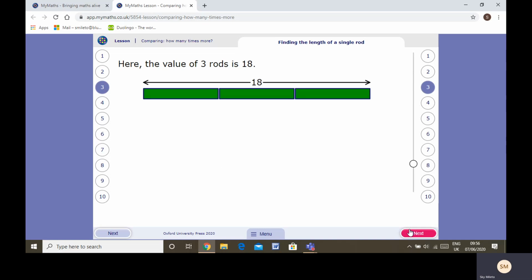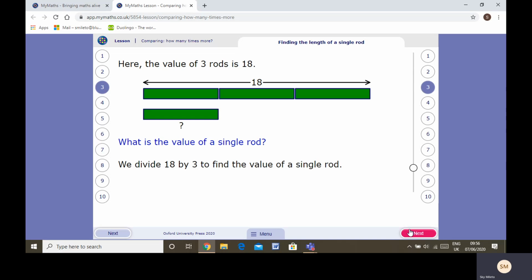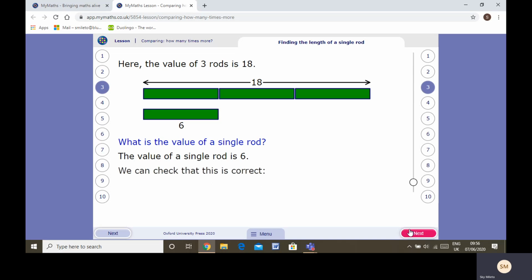Here, we've got 3 rods, which are 18. Okay, not just 2 rods, 18, 3 rods are 18. So we need to work out the value of 1 by doing 18 divided by 3. And we know that 18 divided by 3 is 6, and you can work out the converse because we know that 3 times 6 equals 18.